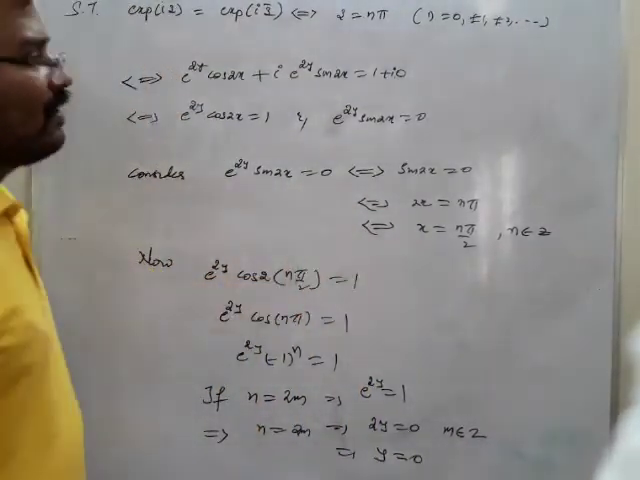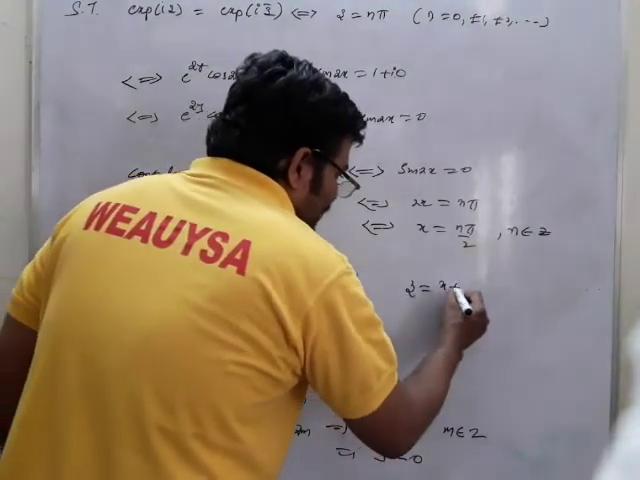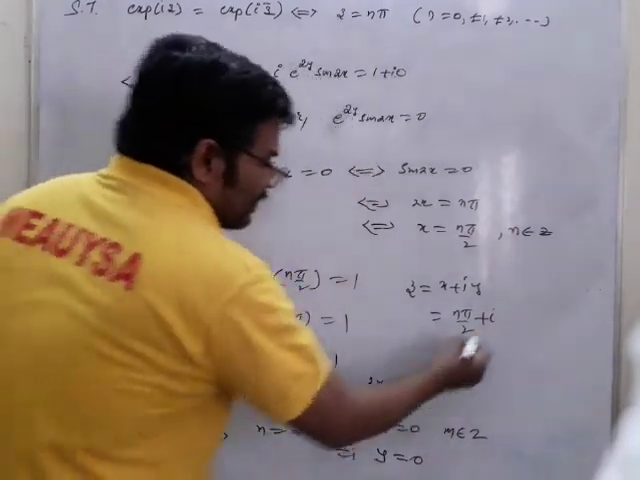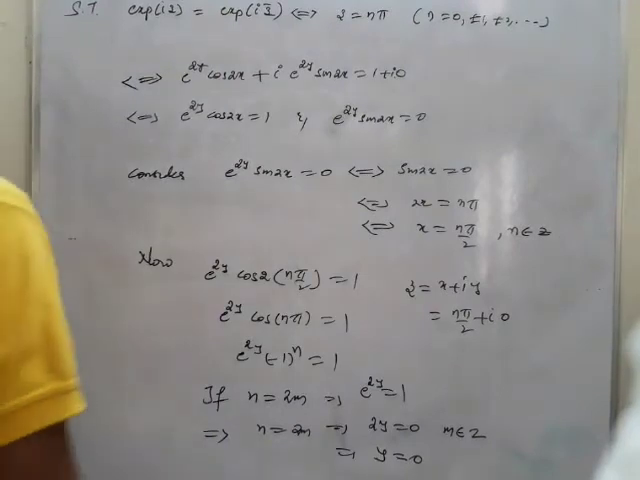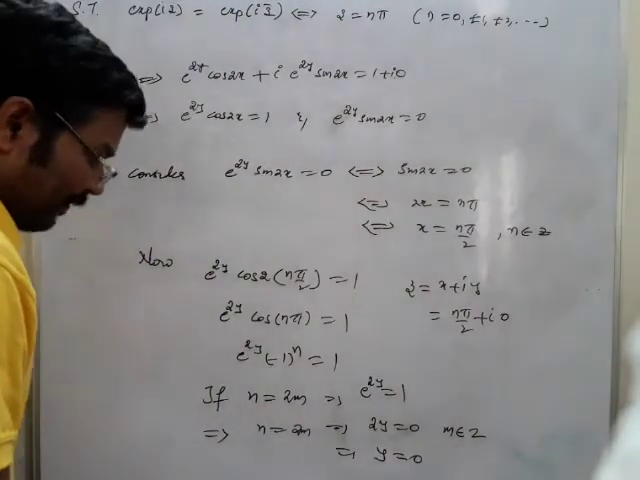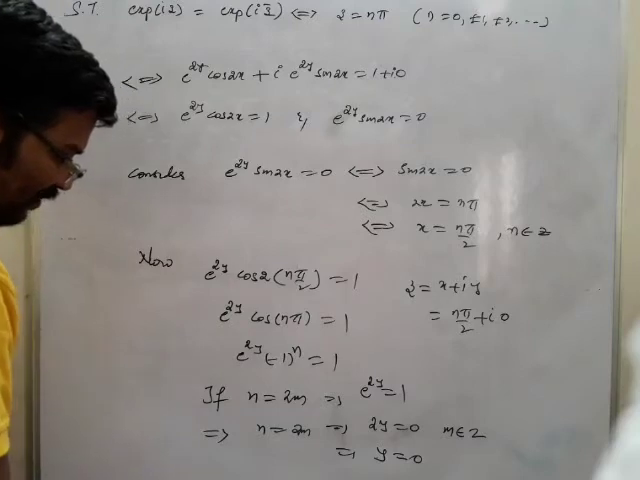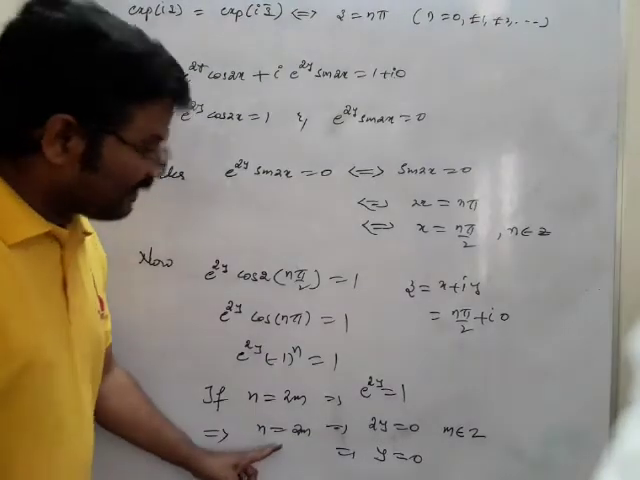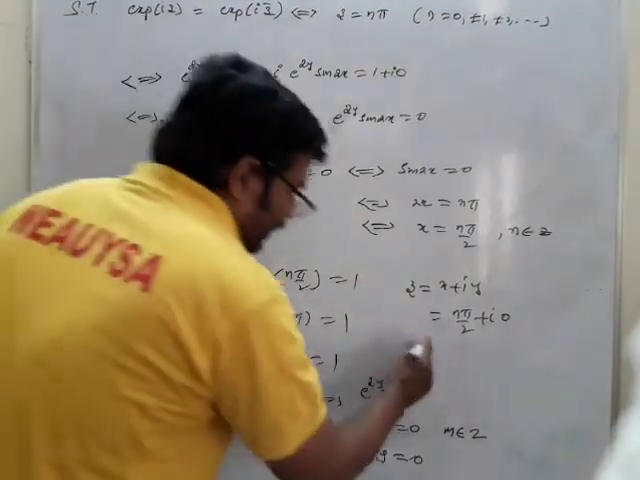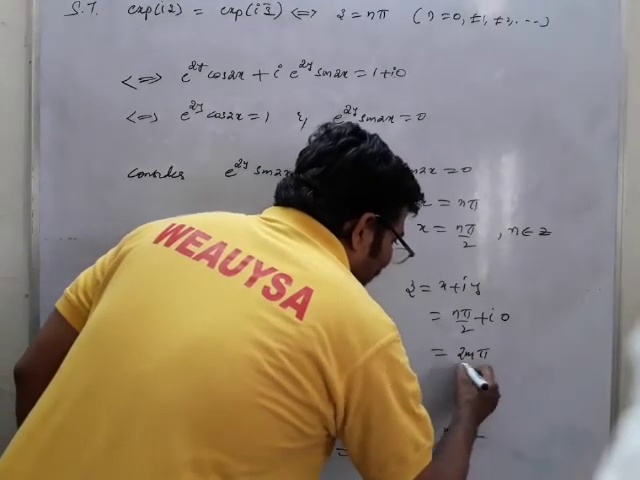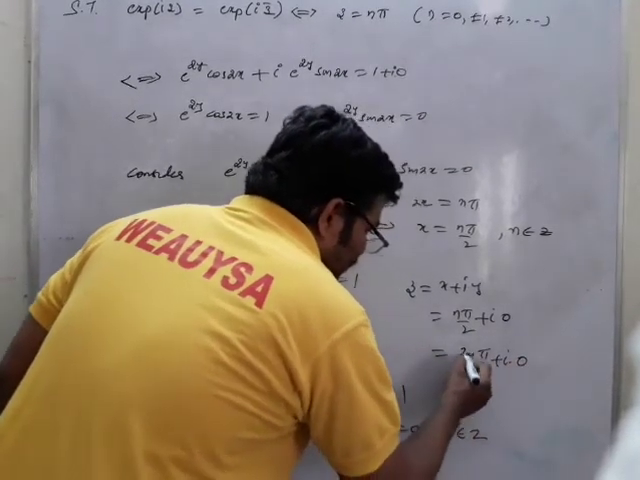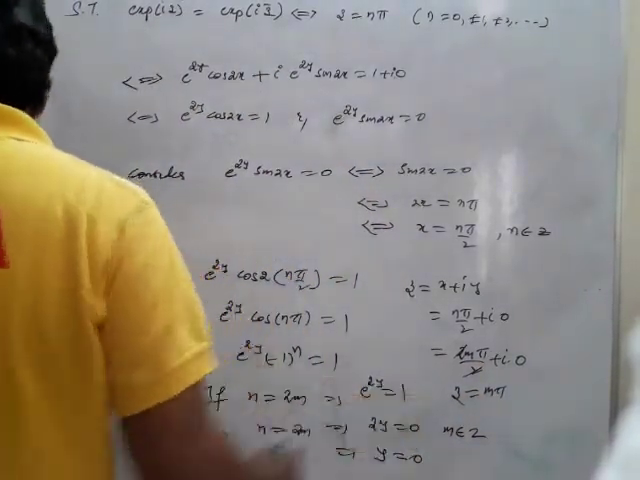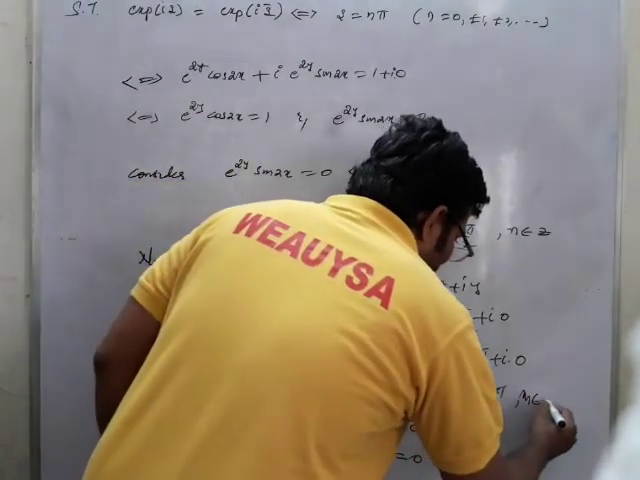So what is the value of z? Z is equal to x plus iy. X is nothing but n pi by 2, plus i into 0. So therefore I may substitute n is nothing but 2m here. If I substitute n is equal to 2m here, you will be getting 2m pi by 2 plus i into 0. So this 2 gets cancelled. You may get z is equal to m pi. So this is for all m belongs to Z.